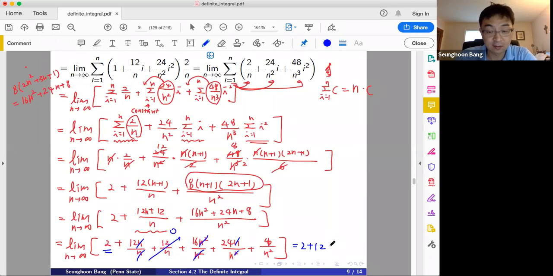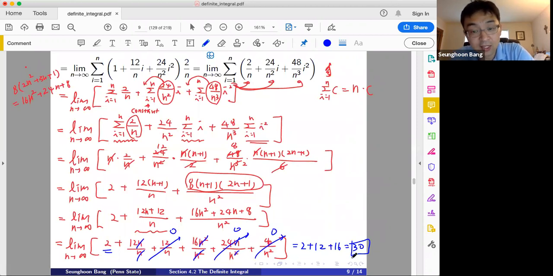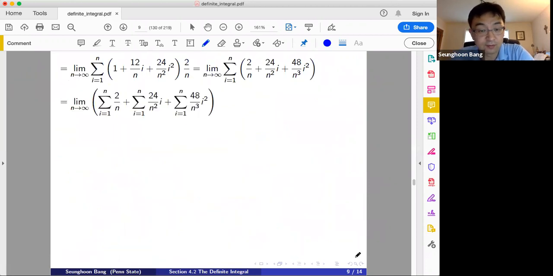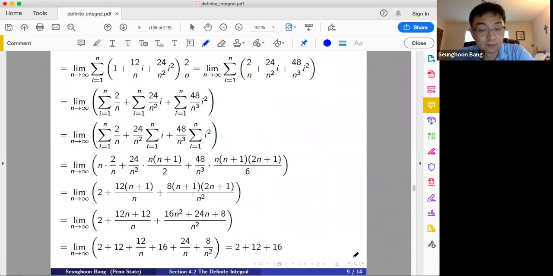We have 16. So 24 over n is going to 0. 8 over n squared is going to 0. The answer is 14 plus 16, which is 30. So we have this answer for solving this problem by using algebraic calculation. So like this. It's good?